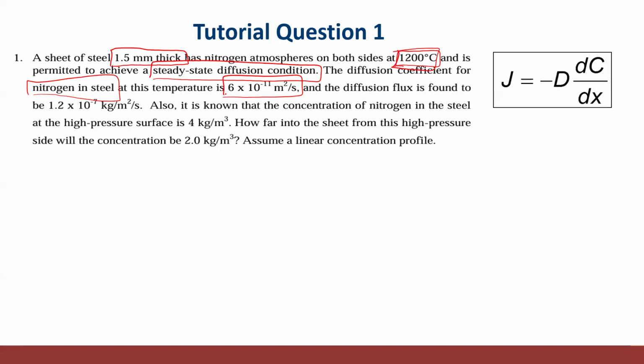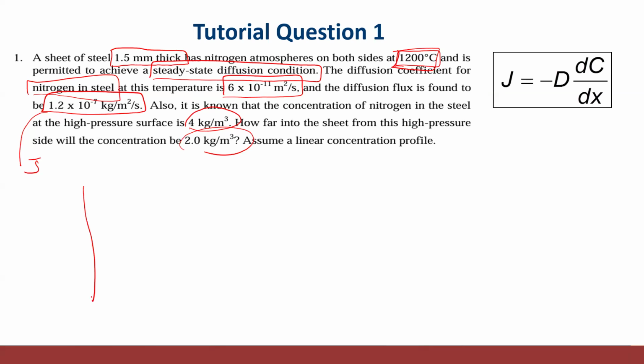And the diffusion flux is found to be, so this is the diffusion flux. Diffusion flux is how quickly or how fast the diffusion is happening. So it's in kilograms per meter squared per second. So that is your J. Also, it is known that the concentration of the nitrogen in the steel at the high pressure side is 4 kilograms per meter cube. And they're asking how far into the sheet from this high pressure side will the concentration be 2 kilograms per meter cube. Assume a linear concentration profile.